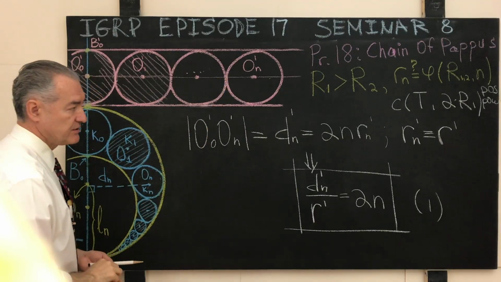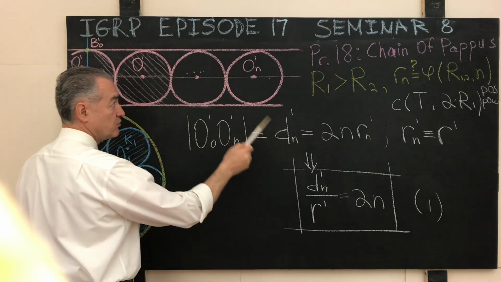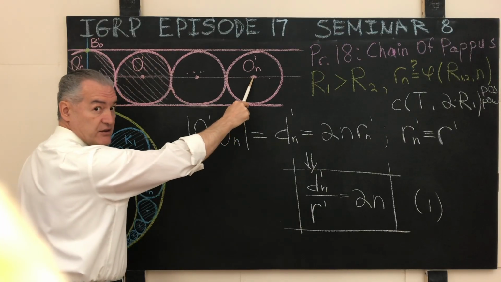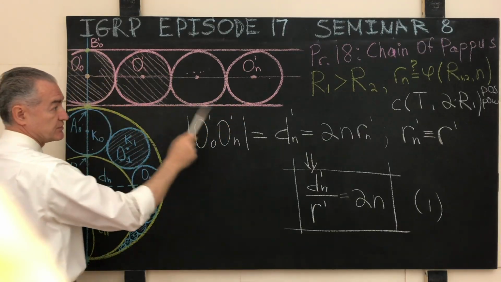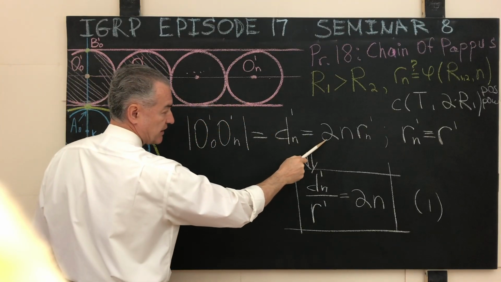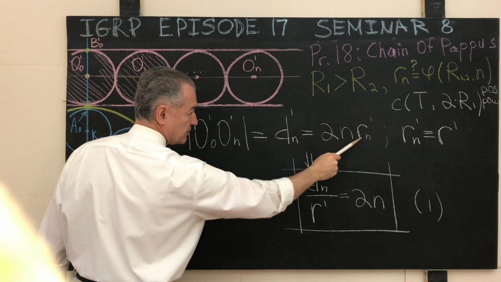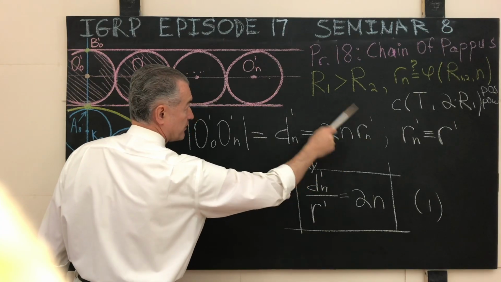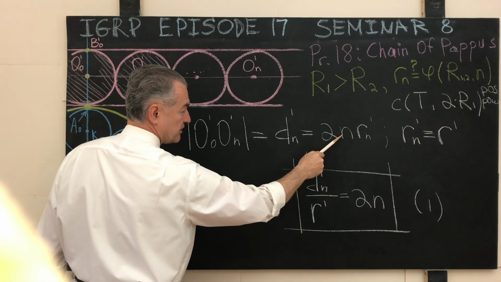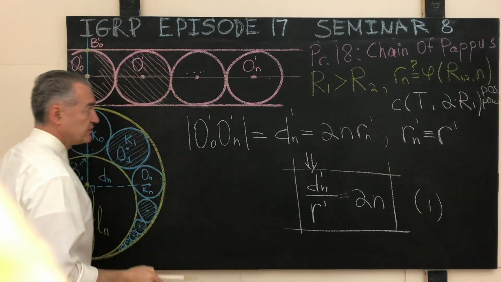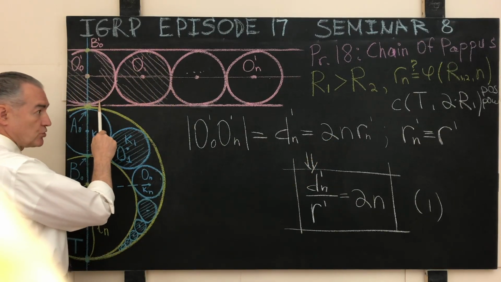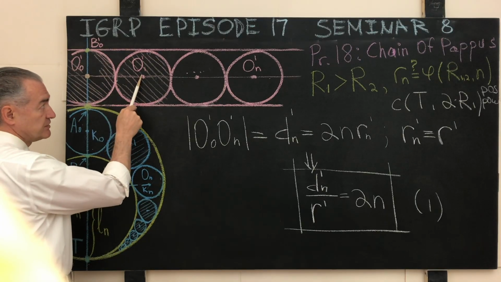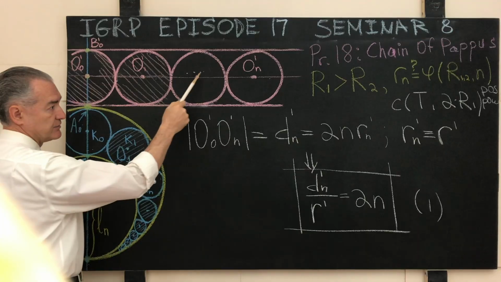And that means that we have the following relationship: the distance of the center of the nth inverted circle to the line of centers, D prime n, is counted in twice the radius r prime of the nth inverted circle, and we multiply this by the ordinal position of that number. The 0 circle, the distance is 0. The first circle is twice the radius of the inverted circle, and so on.